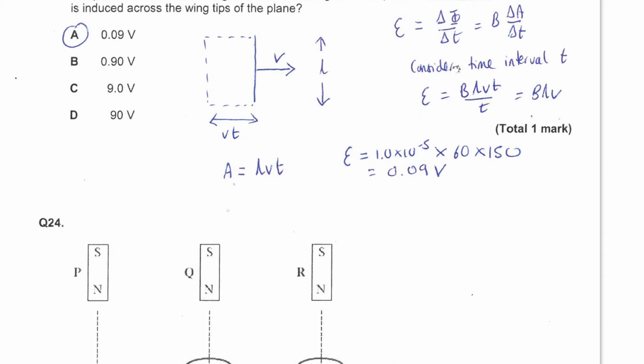Now the induced EMF in that time interval will equal BA divided by t, so the rate of change of flux linkage. So we would have the flux density times our expression for the area divided by the time interval. And that simplifies to BLV. And you can then see, if you know that equation, this question is in fact very easy. So maybe worth learning it. Certainly be aware of its existence.